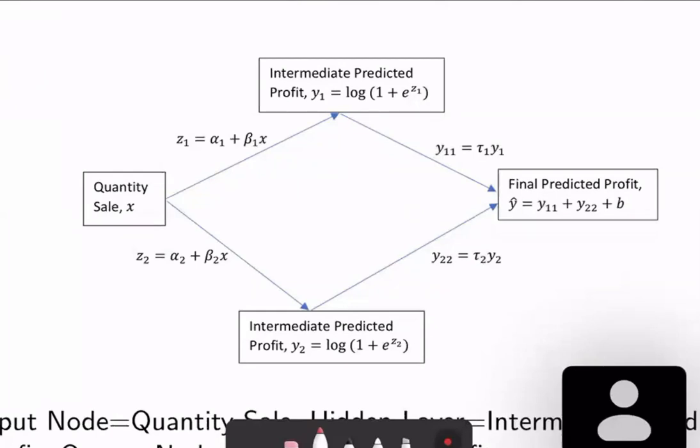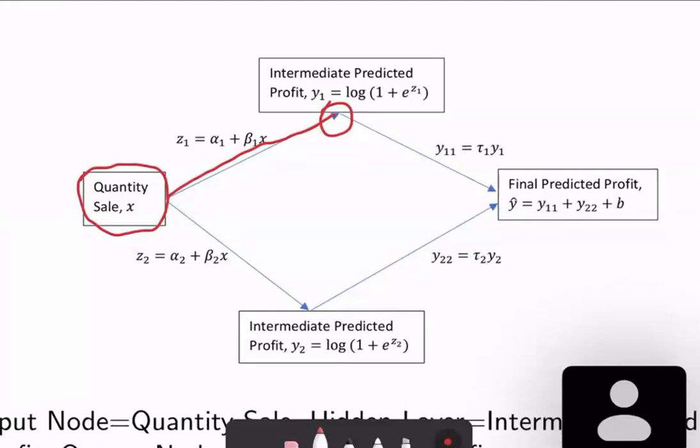So for example, you have the quantity sold first. This quantity sold is called the input node, also called a neuron. Every node is a neuron, but this is the input node, quantity sold. Now from the input node, for every level of quantity sold, you are sending a signal to the intermediate node, which is called the hidden layer. That is also called the intermediate predicted profit here.